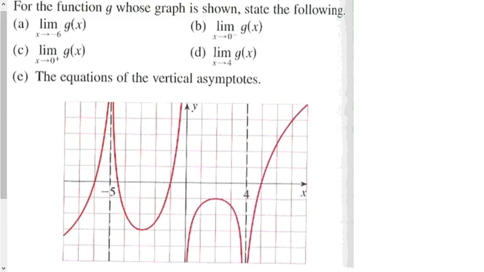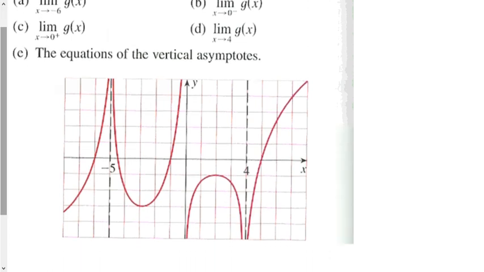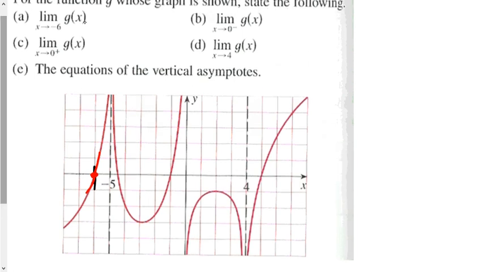For this function, state the following: the limit as x approaches negative 6. So when I look, right here is x equals negative 6, and the limit would be the y value. Now I can see that this is coming up from the bottom here, and this is coming down from the top there. So the limit appears to be 0, because we're approaching 0 from both the left and the right. Okay, what about the limit as x approaches 0 just from the left?